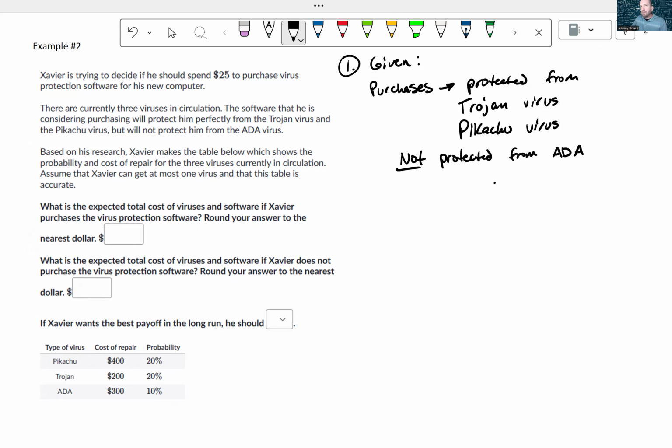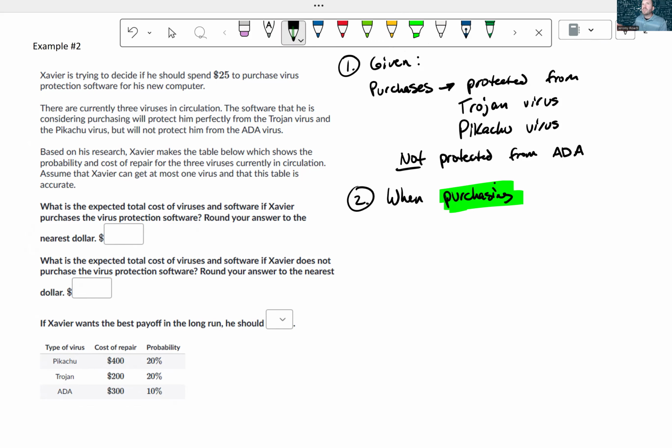So we've got a lot of information here to be able to calculate the expected value, but we just have to know our difference between when he does buy the software versus when he does not buy the virus protection software. So we'll write when he does purchase, when purchasing. And again, just color code it. Yes, he bought the virus protection.